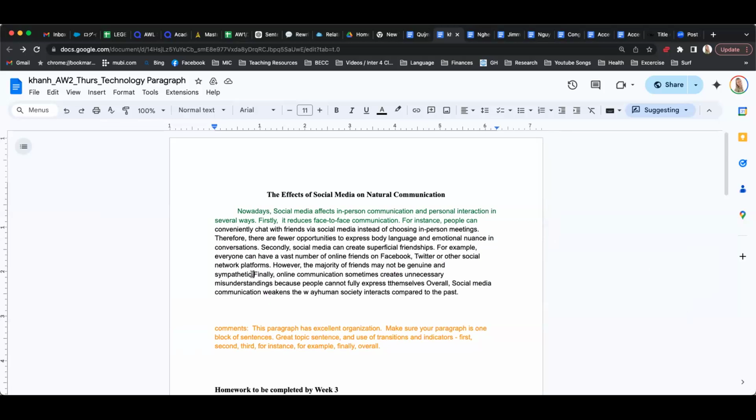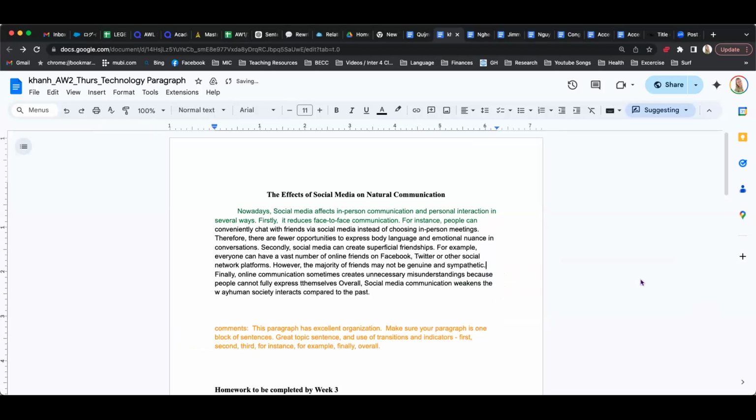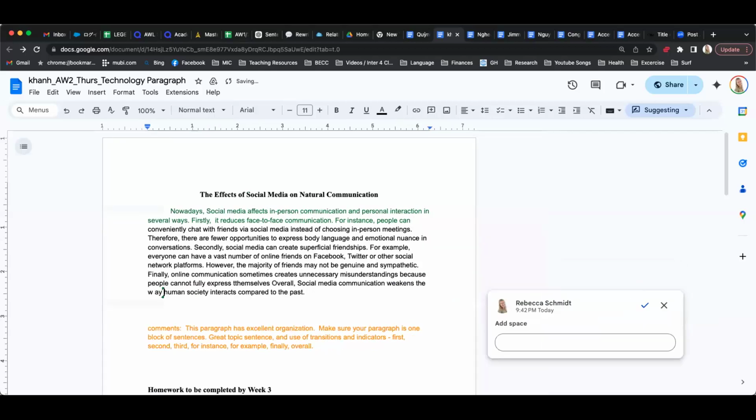Finally, online communication sometimes creates unnecessary misunderstandings because people cannot fully express themselves. Overall, social media communication weakens the ways humans socially interact compared to the past.